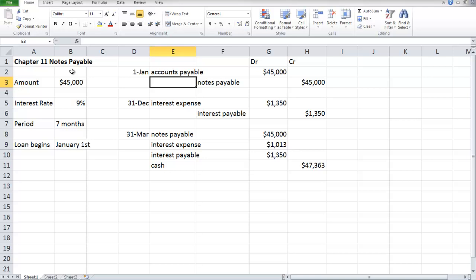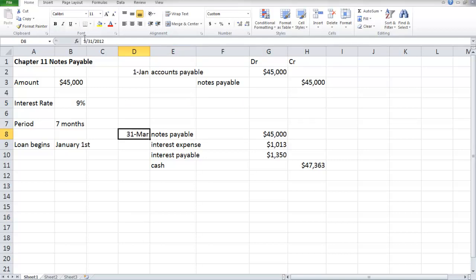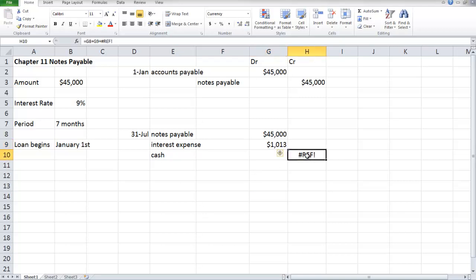Okay, now since there is no December 31st in this case, because 7 months from January 1st is July 31st, we don't have the second transaction. Okay, and in this case, the loan is due on July 31st. So in this particular case, there is no line item for interest payable. There's only interest expense. So in this case, interest expense will be calculated for the entire 7 months.